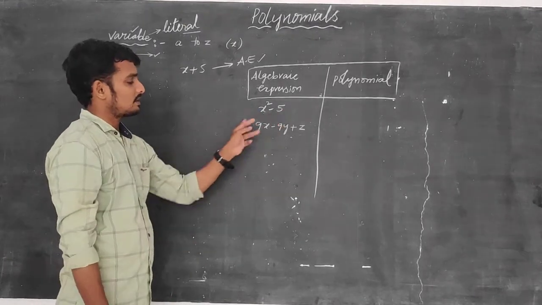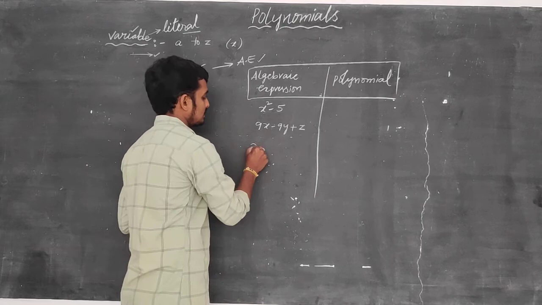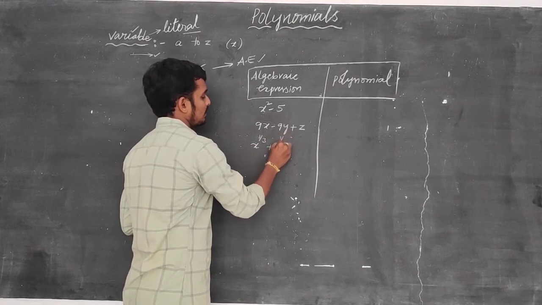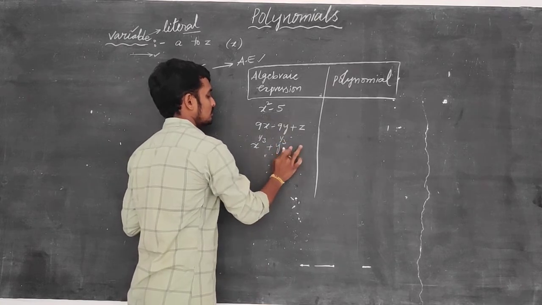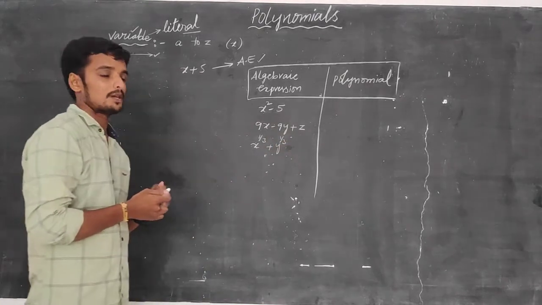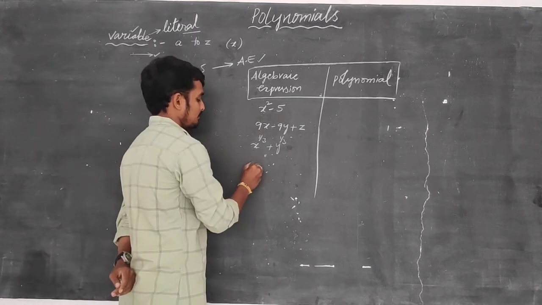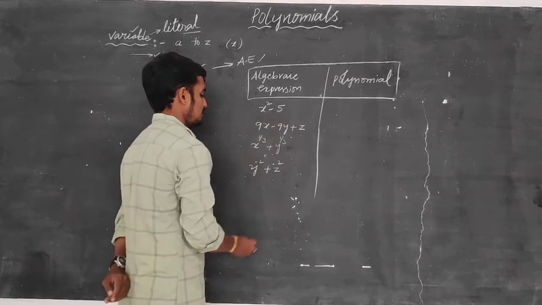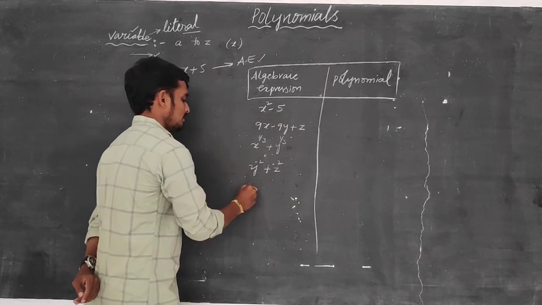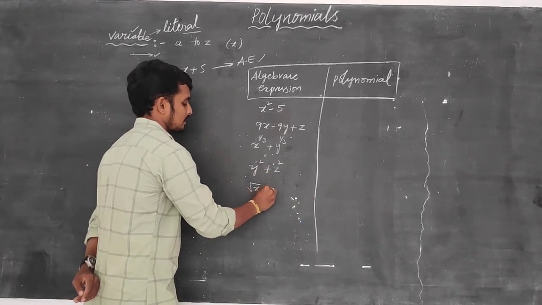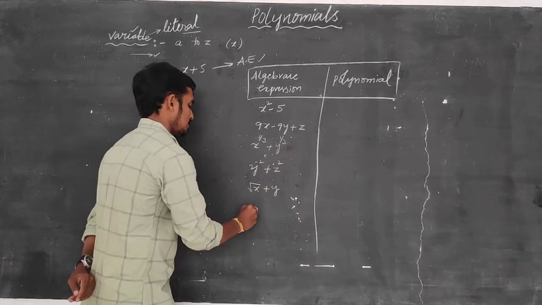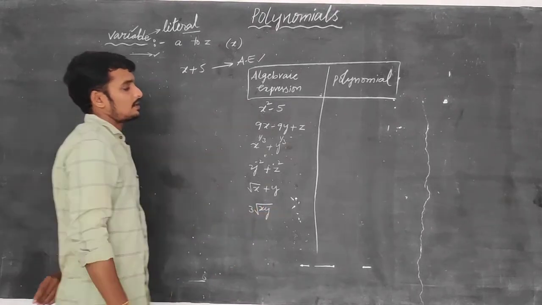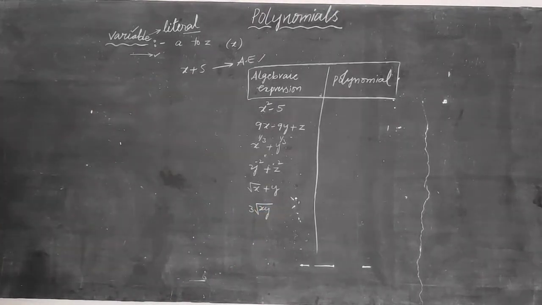So this is x square minus 5. For example, I am writing x to the power of 1 by 3 plus y power 1 by 3, and y power minus 2 plus z square, and some more examples I will write on the board. That is square root of x plus y and 3 root xy. I am writing some examples, 6 examples on the board.